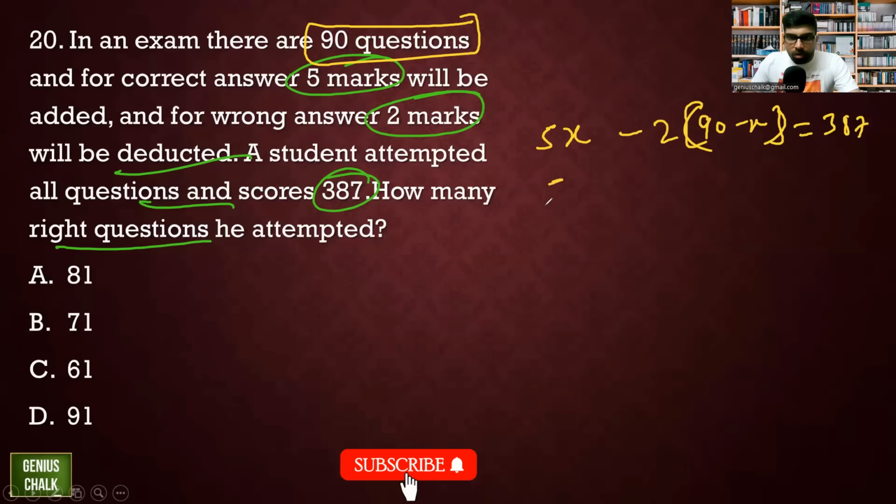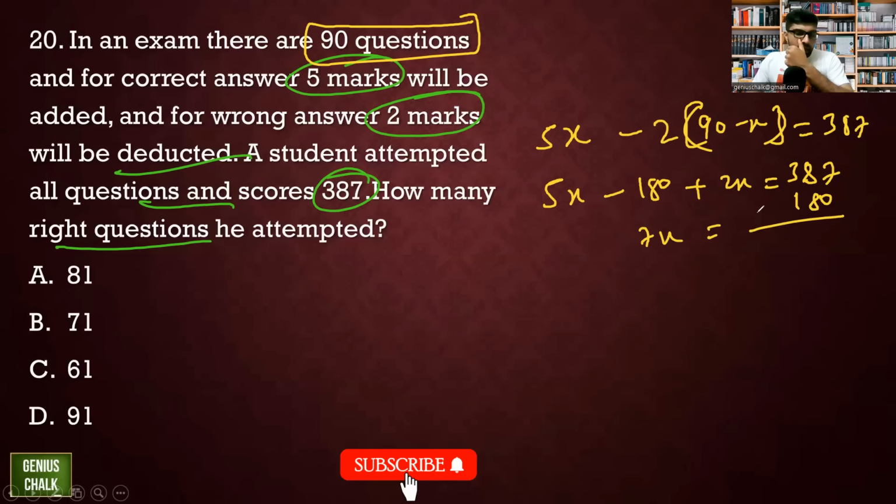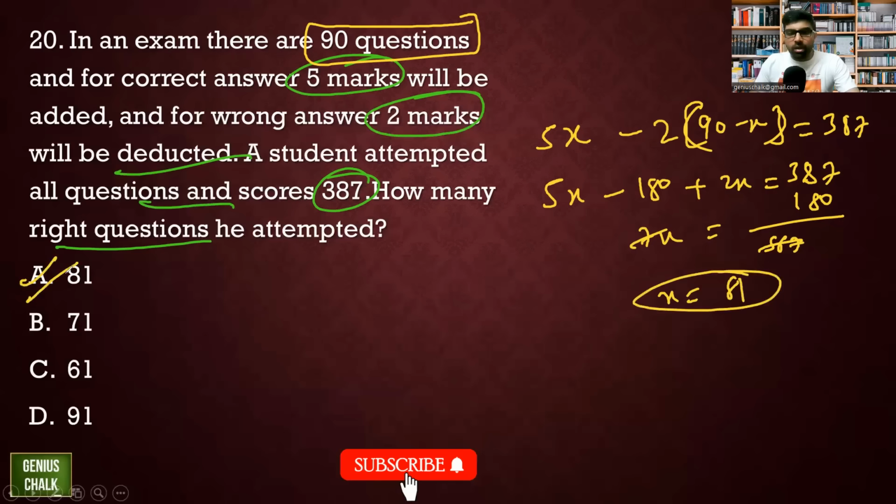Now if you solve 5x minus 180 plus 2x, it is 387. So this is 7x equal to 387 plus 180, that is 567. So x will be 567 divided by 7, so x will be 81. This is the basic method we can solve. Okay, now I'll come to the alligation method.